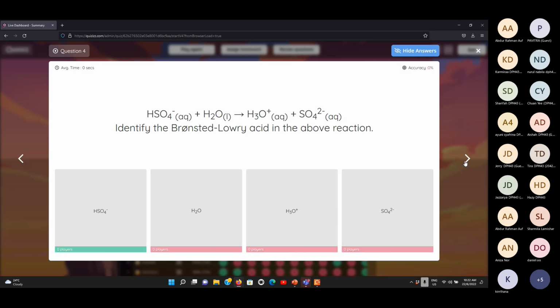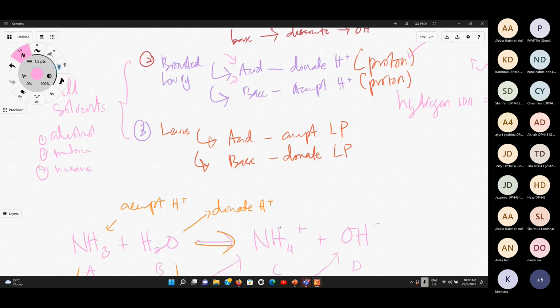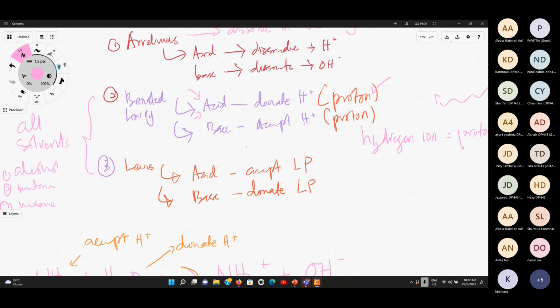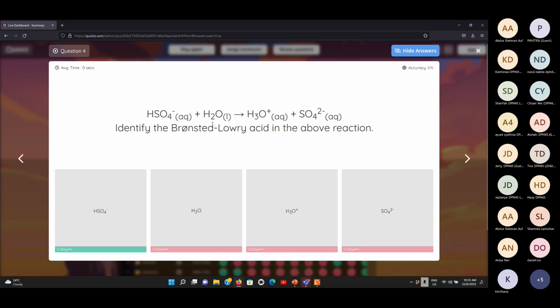Next question, sulfuric acid HSO4 minus tambah H2O produces hydronium ion H3O plus dan juga sulfate ion SO4 2 minus. Identify the Bronsted-Lowry acid in the above reaction. So remember, Bronsted-Lowry by definition is something that donate dia punya H plus. So kita tengok kat sini siapa yang donate. Mana dia? Kita tengok balik, we count with the number of hydrogen. We look at the before and after the reaction.